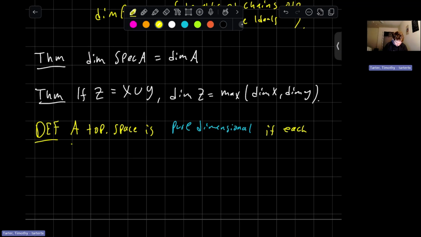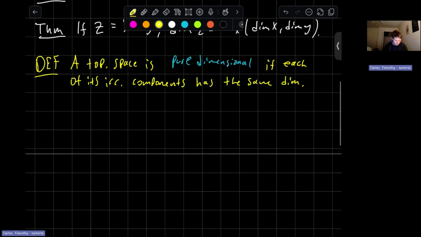If each of its irreducible components has the same dimension. And then the remark here is that a curve is a pure dimension 1 space.